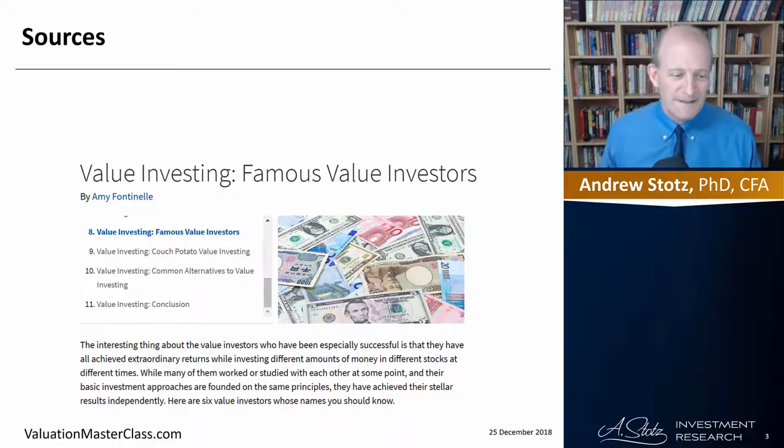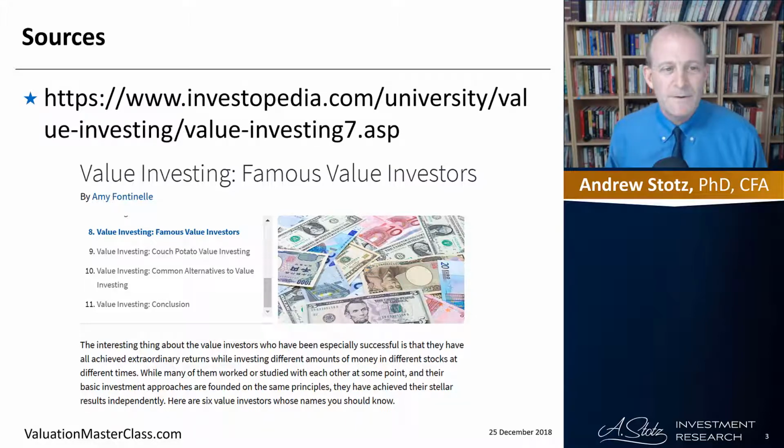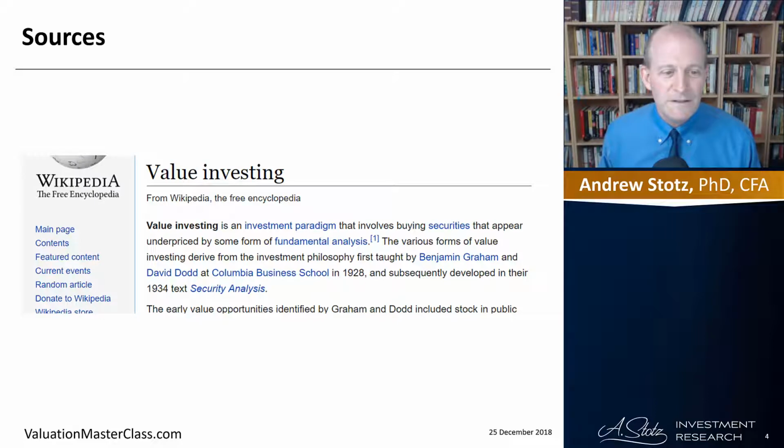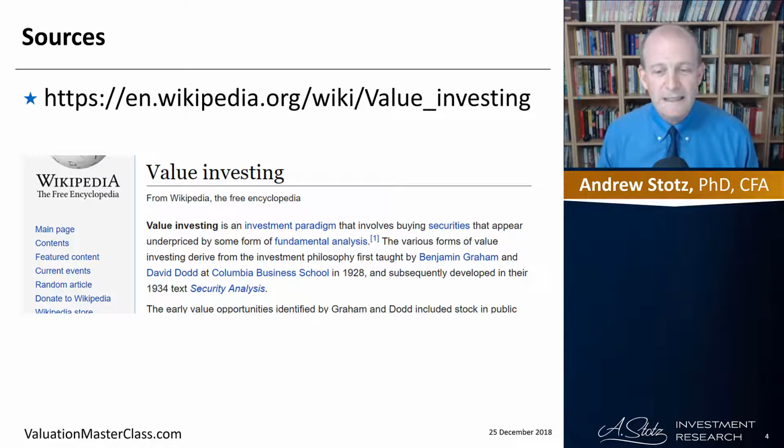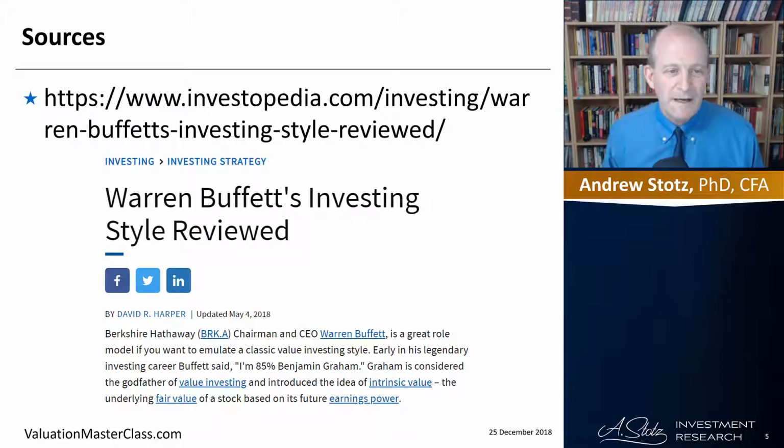First, here is the site, which I've put the link in the final page, just value investing, famous value investors. This is from Investopedia. Here you have it. There's the link. And the next one is value investing in Wikipedia. I took some information from there. And also in Investopedia, I took some information from Warren Buffett's Investing Style Revisited. And of course, my library and my brain. I got a big library behind me. I've read many, many books on finance.